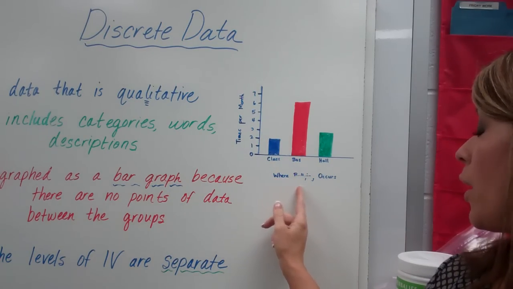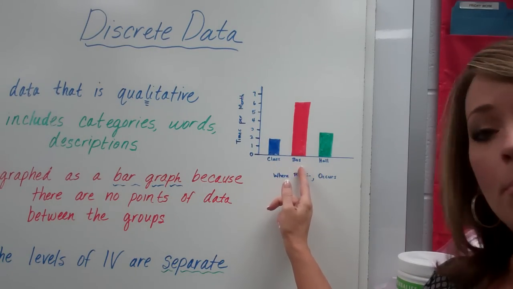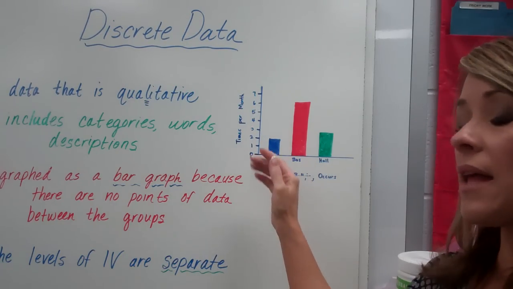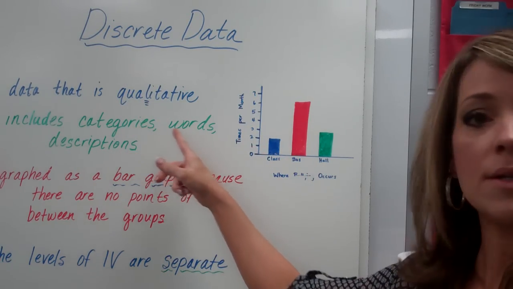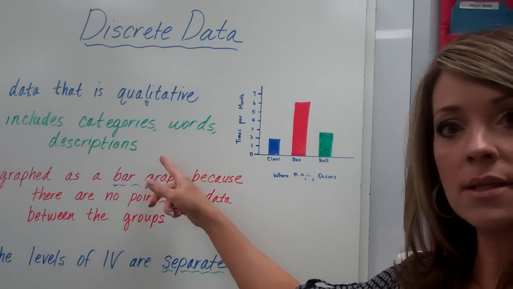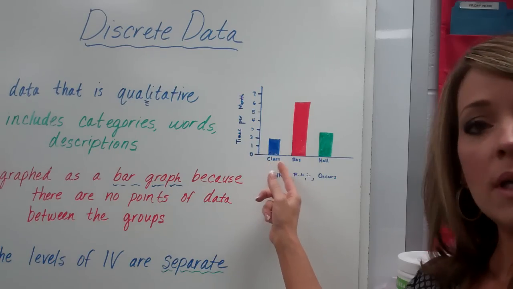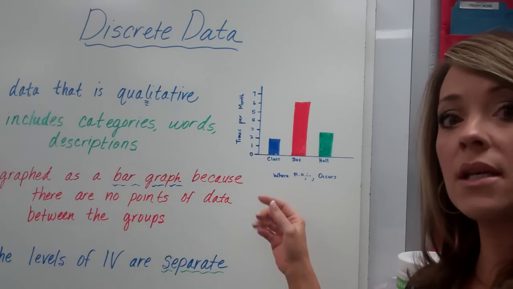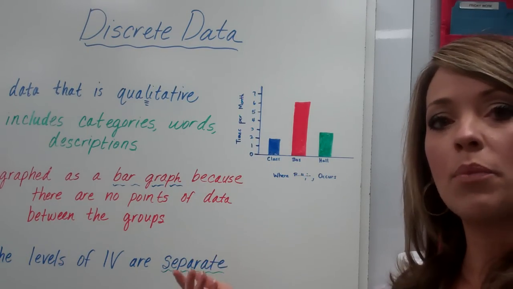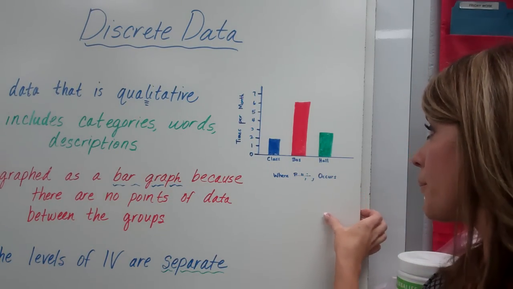Here we're graphing where bullying occurs: class, bus, and hallway. And so those are categories, those are words, those are descriptions, and they are three separate discrete things, so you have separate discrete bar graphs.